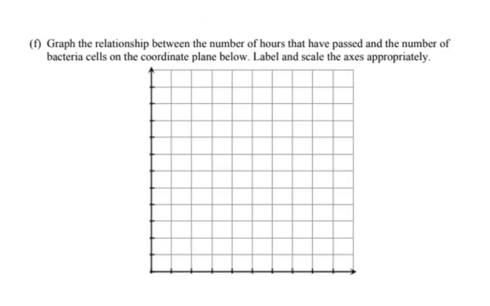So now let's see how this graph differs and maybe is also similar to our first graph. So on the y-axis, we're going to have bacteria cells.